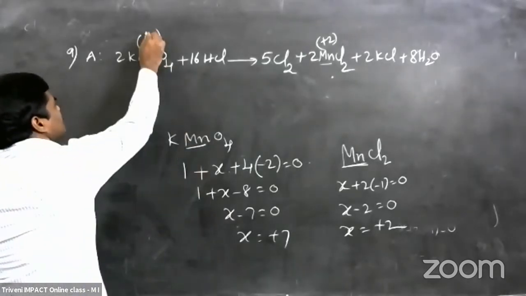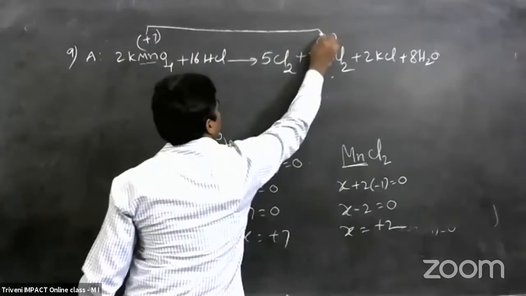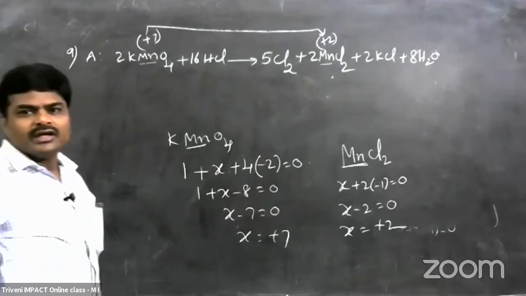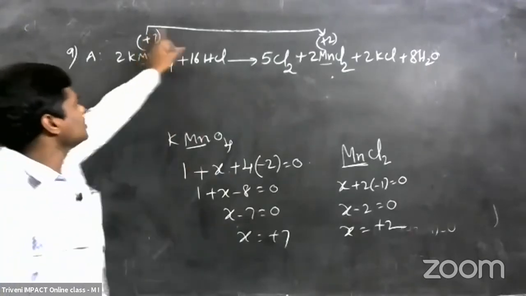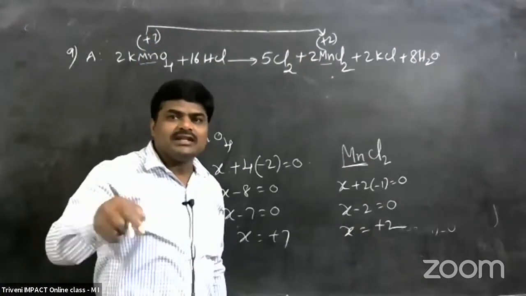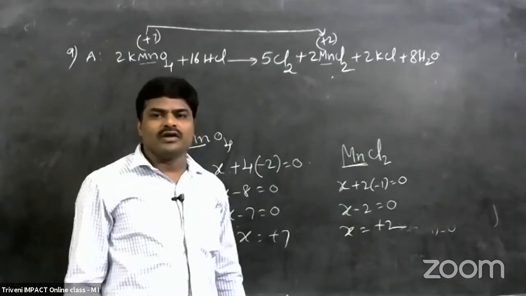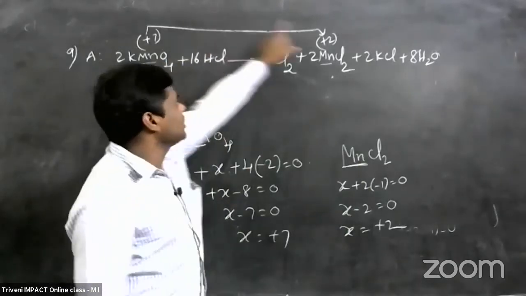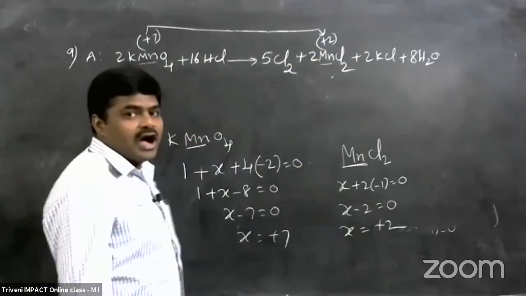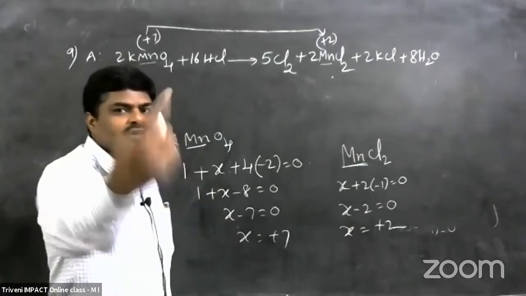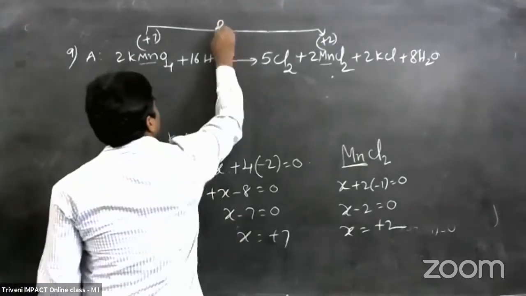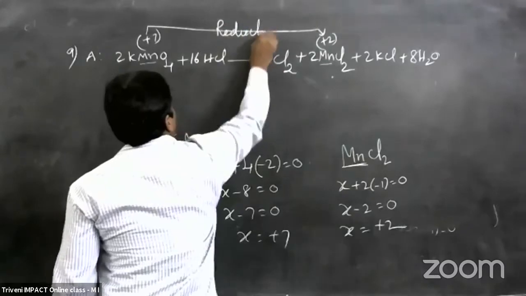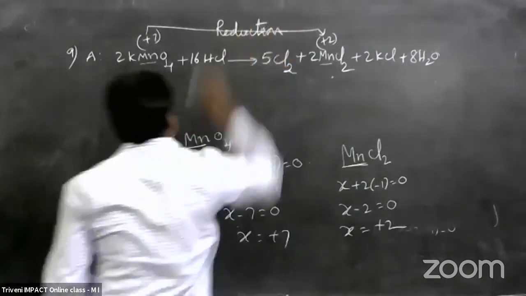So here Mn oxidation state goes from +7 to +2. What is the meaning? It decreases. Oxidation state decreases means that is reduction. Remember that point: oxidation number decreases, so that is reduction. Oxidation number increases means oxidation. So it is reduction.